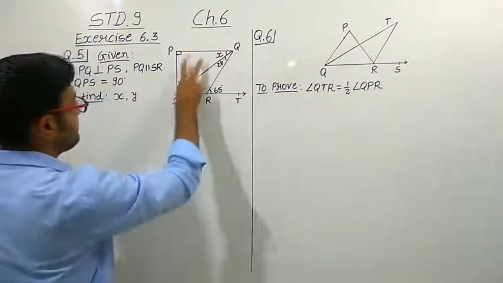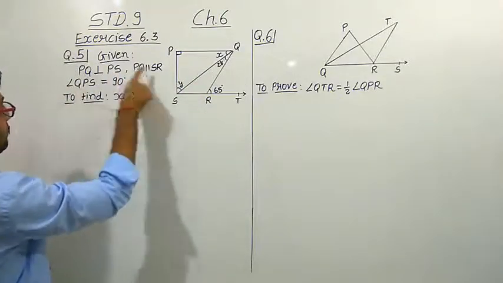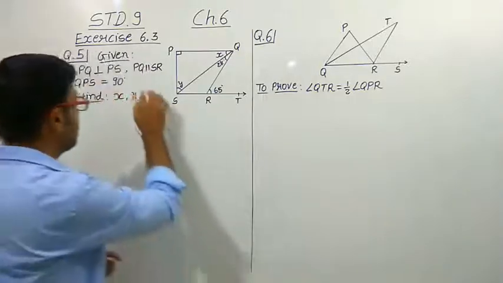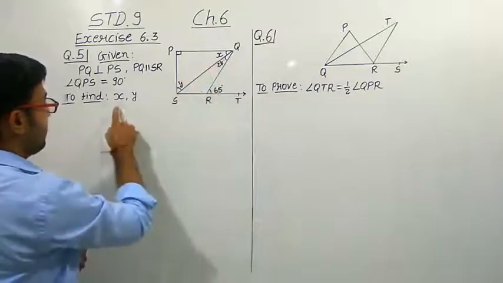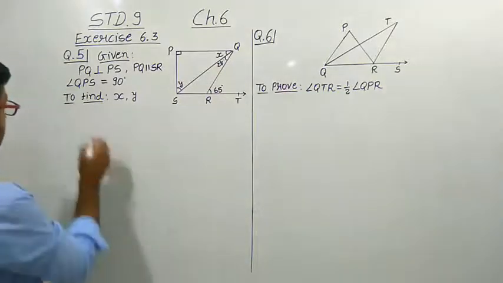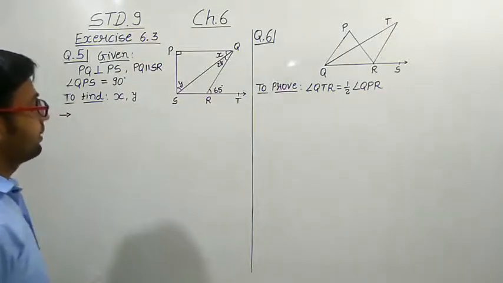We can write it as angle QPS equals 90 degrees. The second thing given is PQ is parallel to SR. So all these things we have to put in the given section. Whatever we have been given, we have to put here. Now what value do we have to find out? The values of X and Y. Okay, so now first of all, let us think how we can solve this problem.